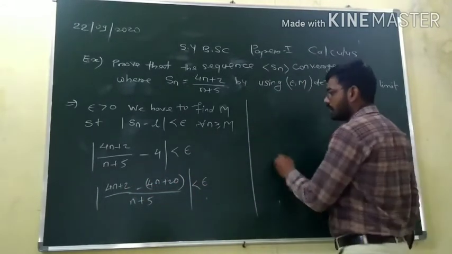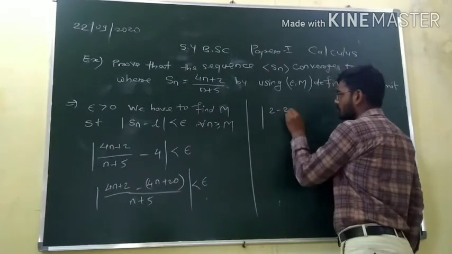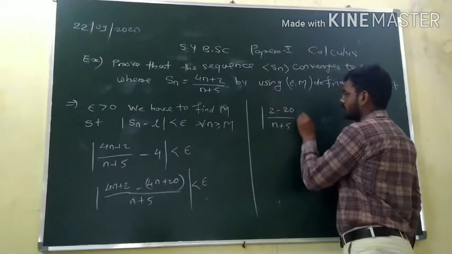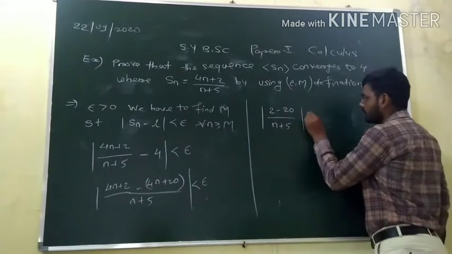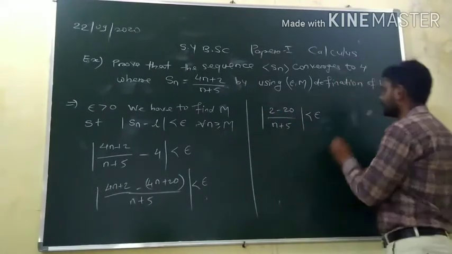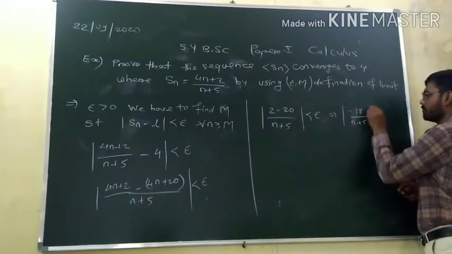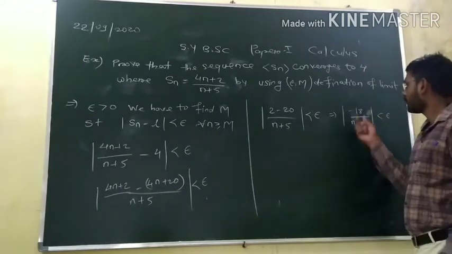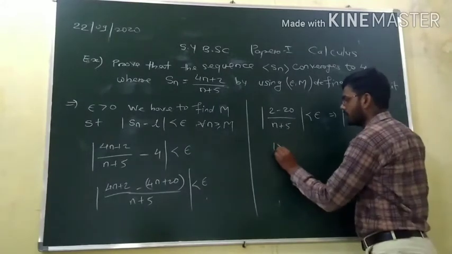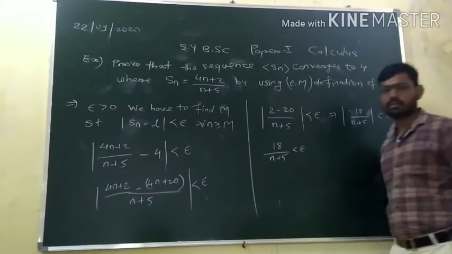So we get the modulus of (2 - 20)/(n + 5), and this must be less than epsilon. Now 2 minus 20 means minus 18, so this is |-18/(n + 5)| less than epsilon. But the modulus of a negative number, we take it positive. So taking the modulus, this becomes 18/(n + 5) less than epsilon.